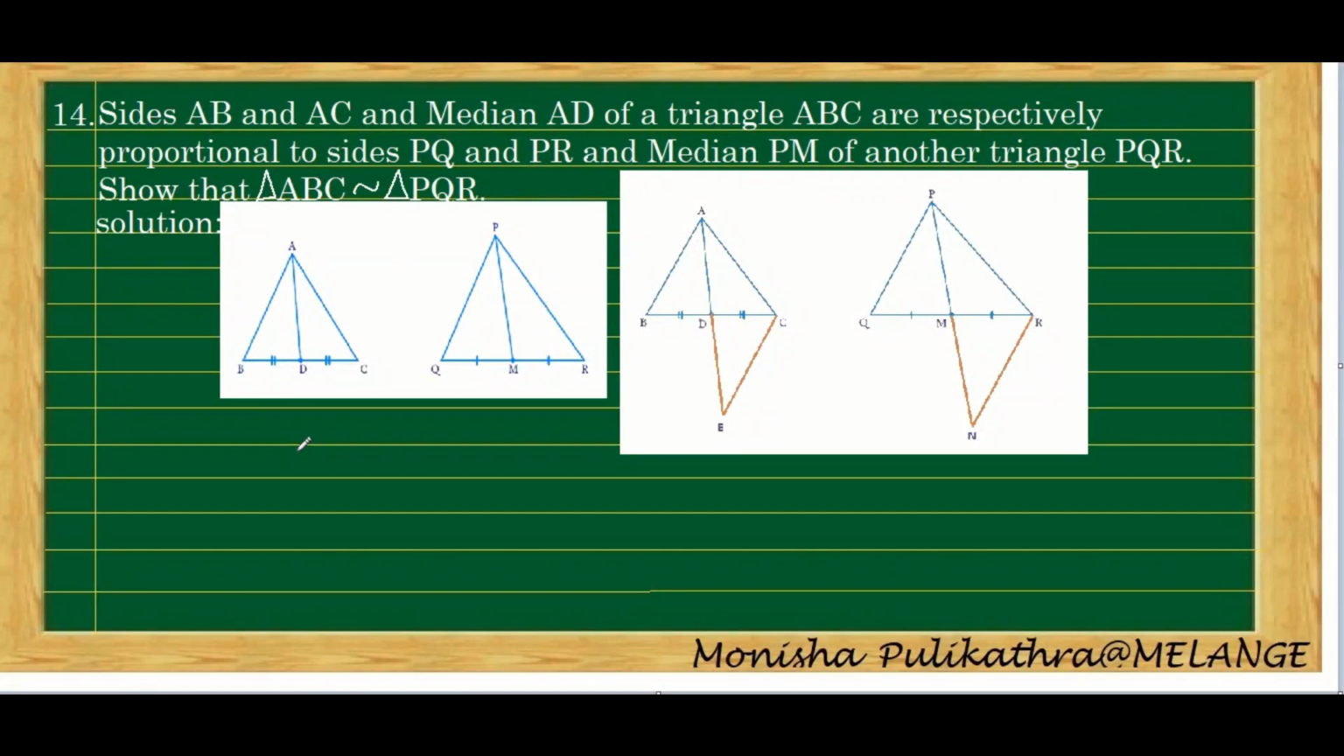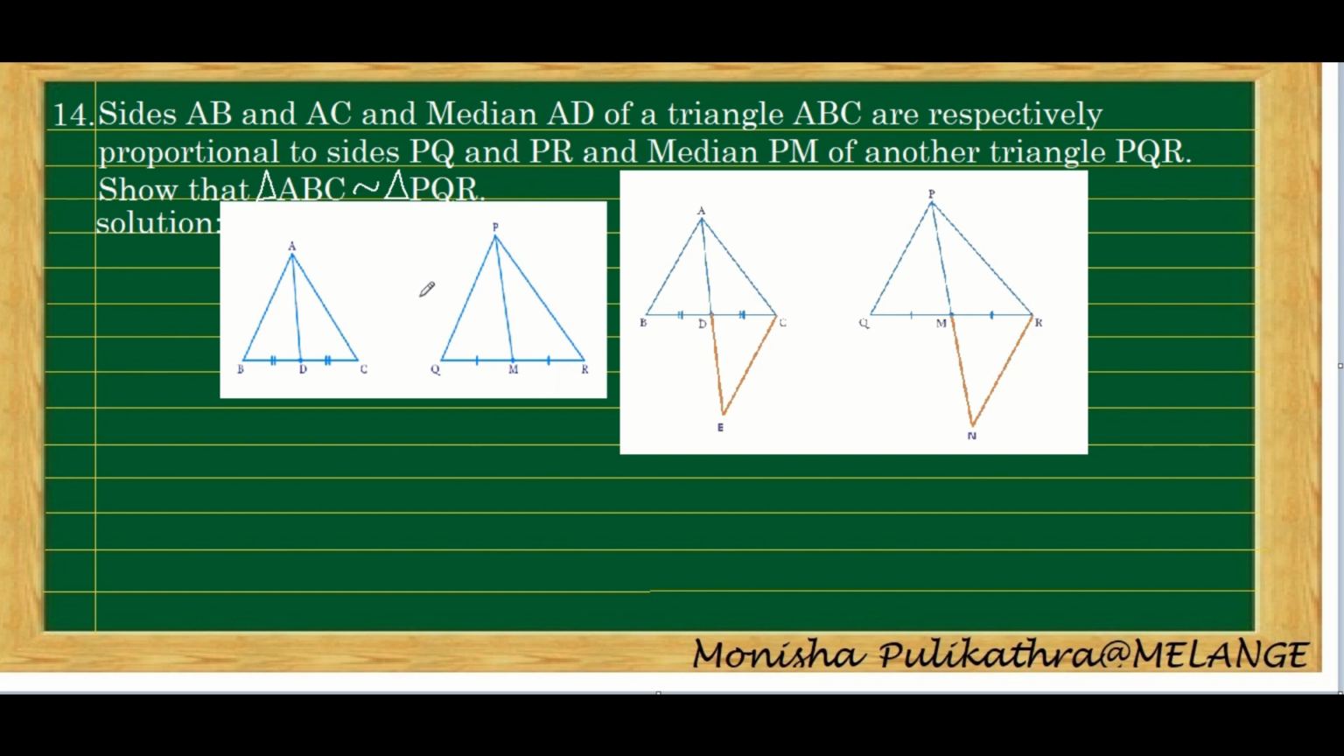Moving on to the 14th question. Here, first we need to draw this triangle. Okay, so this is the initial triangle where we will do some construction, and this is the triangle after the construction. Sides AB and AC and median AD of triangle ABC are proportional to sides PQ, PR and median PM of the second triangle. We need to prove that triangles ABC and PQR are similar to each other.